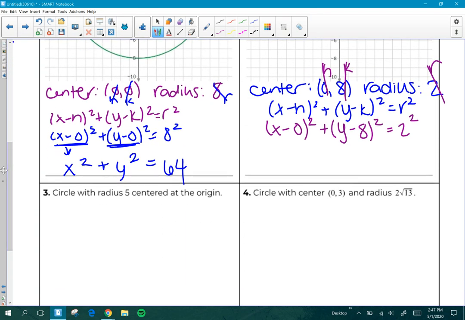Again, I want to simplify this guy. So it's x minus 0. That's going to be just x squared. I'm not adding or subtracting anything to x. Now the (y - 8) stays the same. And then 2 squared simplifies to 4. That's an example that IXL would accept.